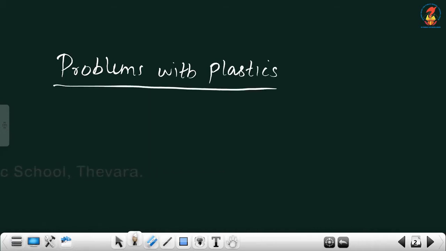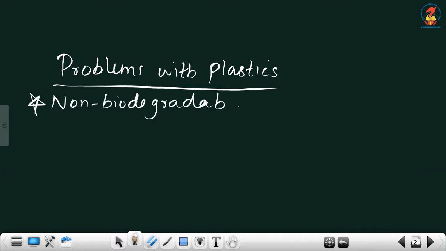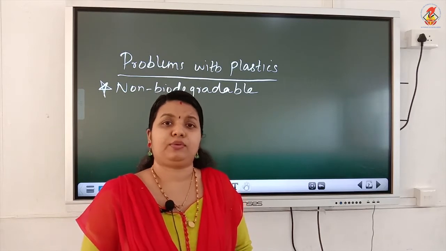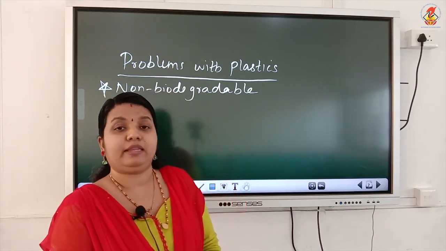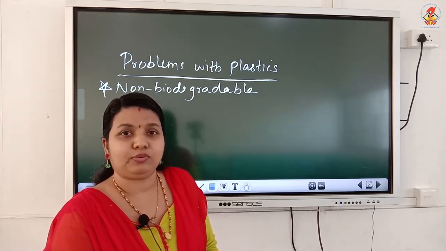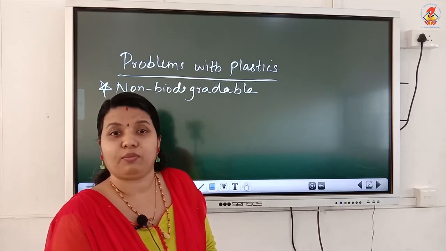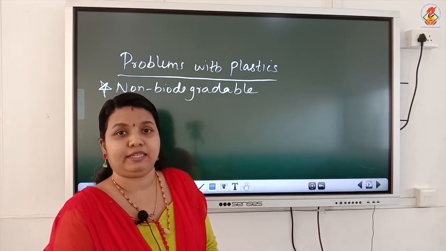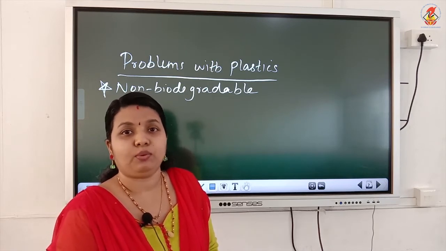Problems with plastic. In the last class we learned that plastics are non-biodegradable substances, and plastics take hundreds of years to get decomposed completely. So if we are throwing plastic items on land, it takes millions of years to get mixed with the land. It will remain in the land and affect the quality of the soil. It affects the soil fertility. In such a soil, plants will not grow effectively.